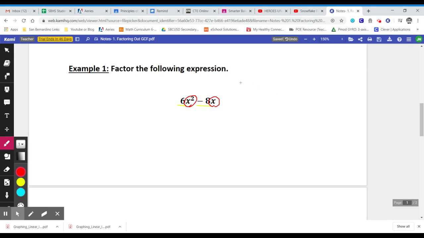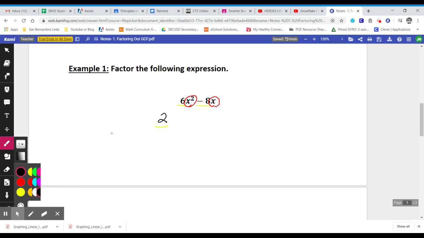The first thing I need to do is say, okay, what number can I divide the 6 and the 8 by that is the biggest number possible? The only number that goes into both and is the biggest possible would be the number 2. I can divide the 6 by the 2 and I can divide the 8 by the 2 as well. So 2 is a number that I can take outside. This is the number that they both have in common in terms of the 6 and the negative 8.